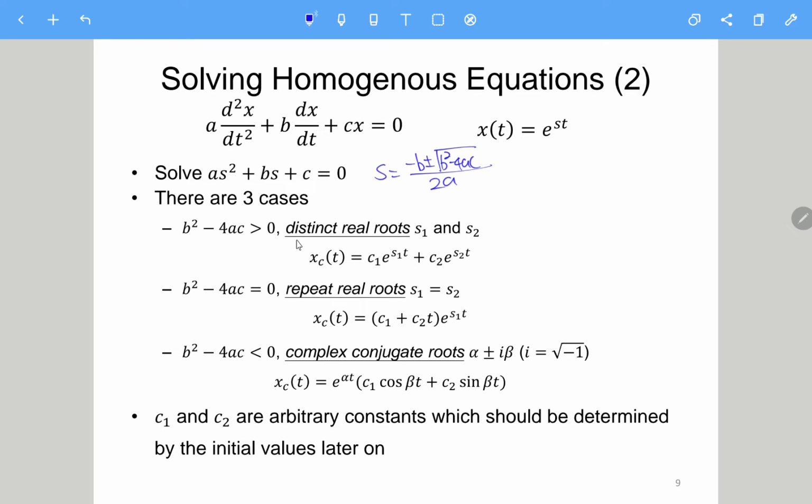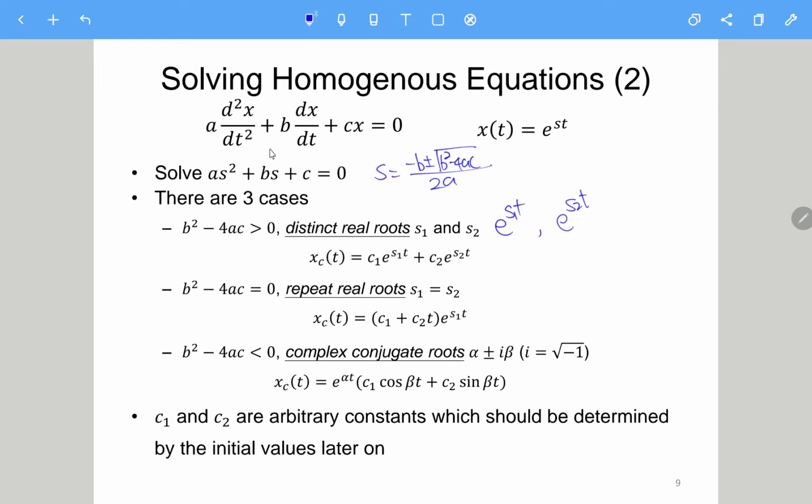Which means that we have distinct real roots, because this is a positive number, so we can take the square root. We have a positive number. So this minus b plus or minus this positive number, so we have two distinct real roots. Okay, so suppose these two distinct real roots are s1 and s2, which means that exponential to s1t is a solution. Also, exponential to s2t is another solution, right?